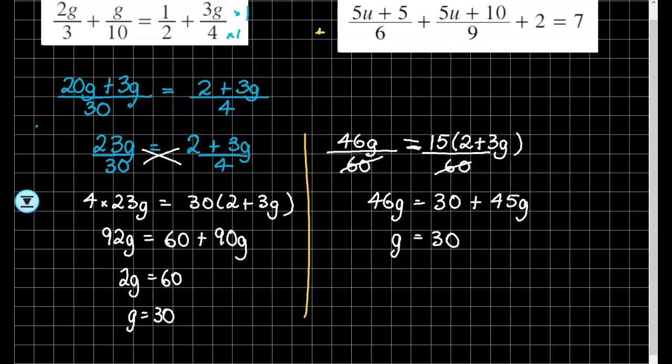So before common denominator, look and always ask yourself, is there something I can simplify first? So why don't we simplify that, and that would then be 5u plus 5 over 6 plus 5u plus 10 over 9, and that's going to equal, get rid of the plus 2, take 2, you get 5. And now this just becomes like the other questions we have done before.